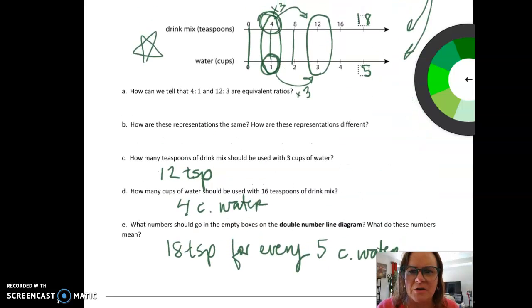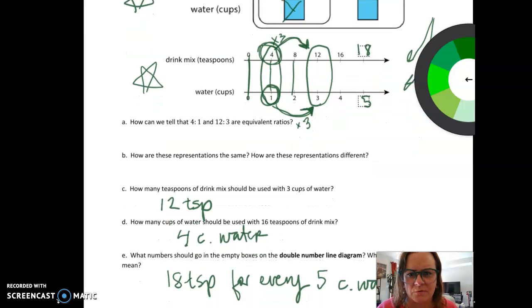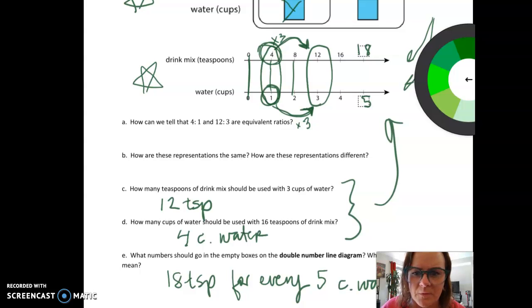All right, and see how many teaspoons of drink mix should be used with 3 cups of water. So take a look. If I multiply my 1 times 3, then I'm going to multiply the 4 that corresponds with that 1 also times 3 so that I can get 12 teaspoons. I hope that with these 2 problems right here, everybody, you're seeing the power of a double number line. It's super handy and it's a great tool that I think will help you a lot.